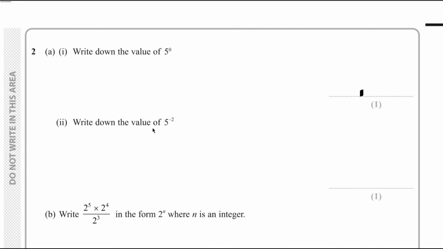To work out 5 to the negative 2, we can recognize that a negative power means 1 over. So 5 to the negative 2 is the same as 1 over 5 squared. And 5 squared is 25, so 1 over 5 squared is 1 over 25.